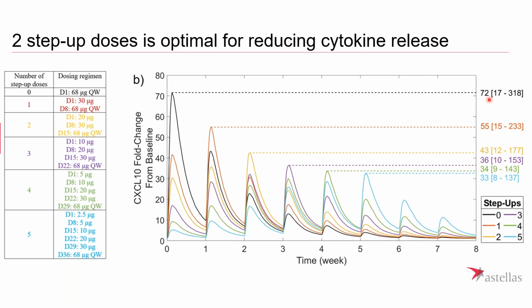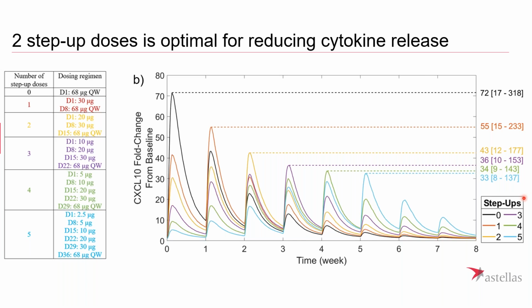For example, if you give 0 step-ups, you have a peak CXCL10 fold change from baseline of about 72. Once you go up to one step-up, using 30 micrograms up to 68, you get a 55 peak fold change, etc. And so what this model application shows is that once we get up to 2 step-ups, we're not really achieving much added benefit in terms of CXCL10 Cmax reduction beyond 2 step-ups. My criteria for this was basically once we no longer see, I think it was 10% or 20%, I forget which one it was, reduction, that's where I'm saying we're no longer seeing a benefit in an added step-up.